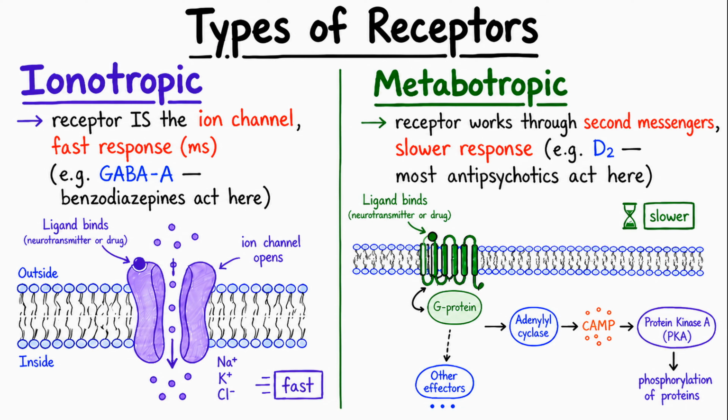Metabotropic receptors work completely differently. Binding here doesn't open a channel directly. Instead, it triggers a chain of internal messengers inside the cell, which then go on to produce the effect. Because there's this extra step, it's slower. Seconds rather than milliseconds. The D2 receptor is the big one here, and it's where most antipsychotics act. So the one-line way to remember this: ionotropic is fast and direct, metabotropic is slower and indirect through second messengers.